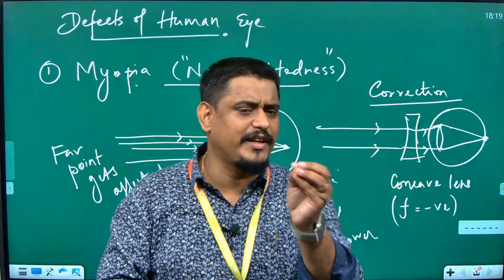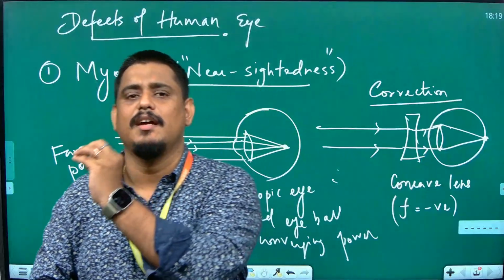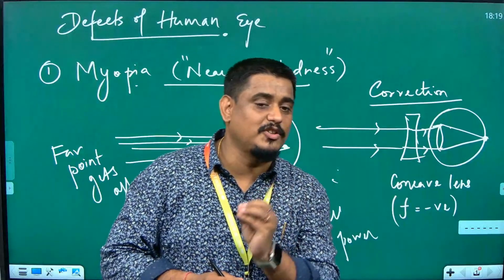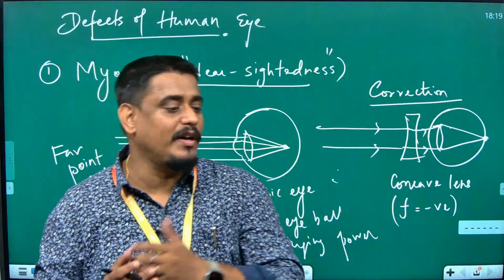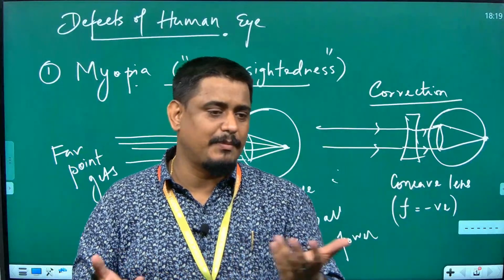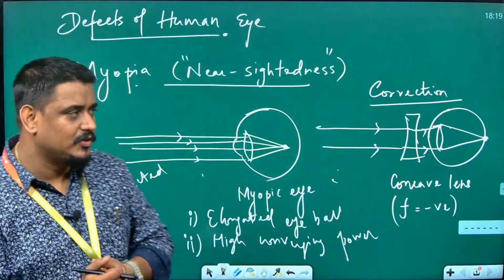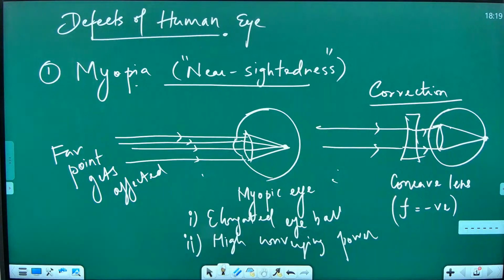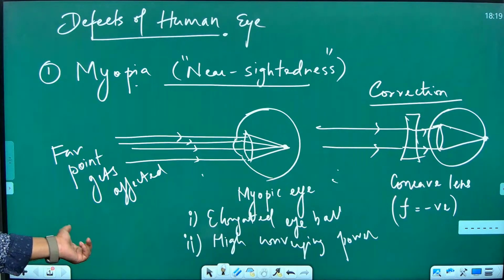Or a simple question can be, a person is wearing a lens of power minus 2.5D. What defect he has? You can say myopia he has, isn't it? So all these kind of questions can be framed from this topic. So if you permit me, can I go to the next page? With your permission, shall I go to hypermetropia? Yes, sir. Make it fast.